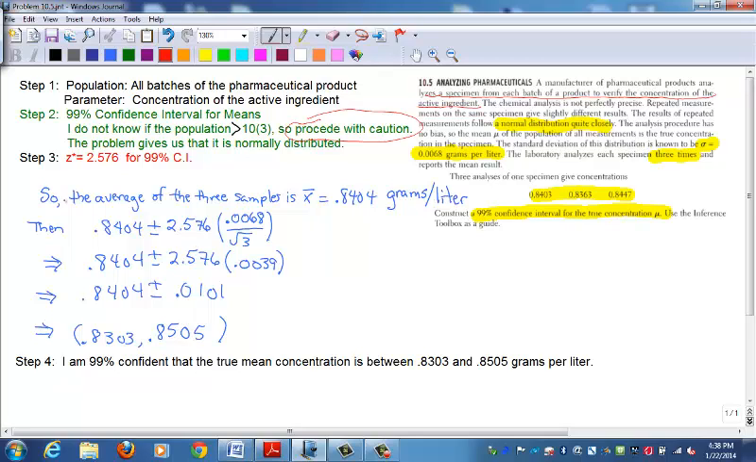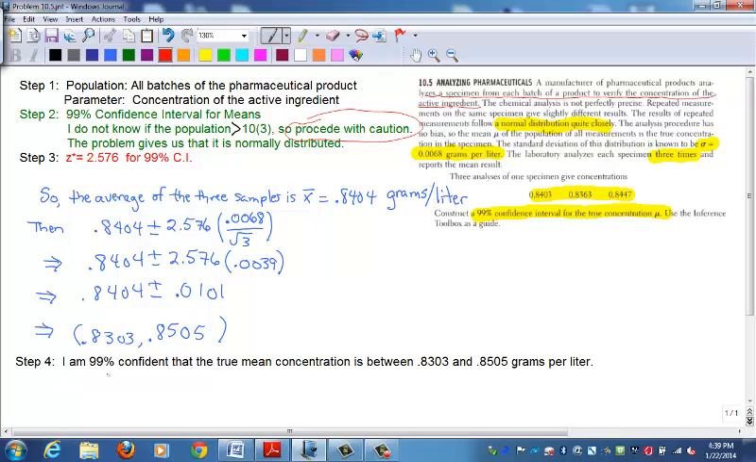So I had to handwrite the next ones because I didn't want to go into math type for all of this stuff. So the average of the 3 samples is x bar, and it's 0.8404 grams per liter. Then we plug it into the confidence interval formula. So 0.8404 plus or minus 2.576, which is our z-star, times our modified standard deviation. When we work it all the way down, we get 0.8303 to 0.8505. Now make sure that you have it in the right order.